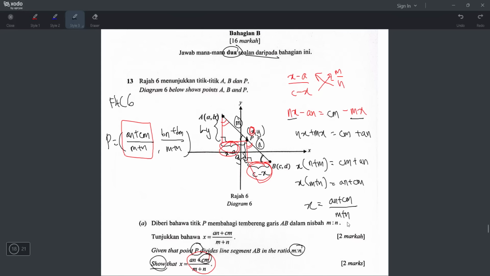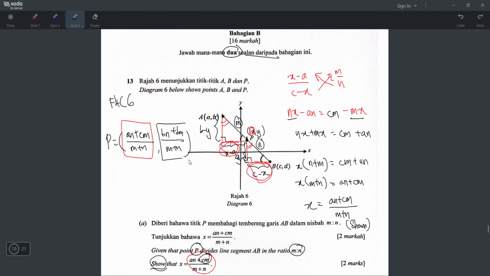For a show question, after you are done, you always write the word shown. So that's how you derive the division of a line segment formula. Or you can say prove the formula. I mentioned just now, right?